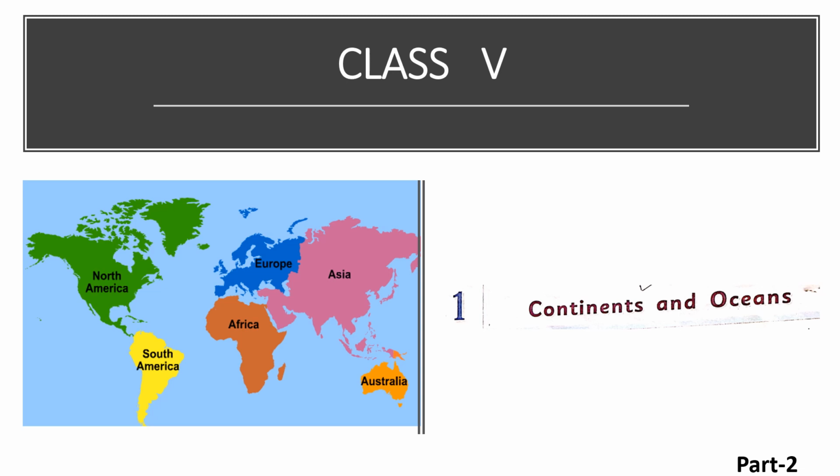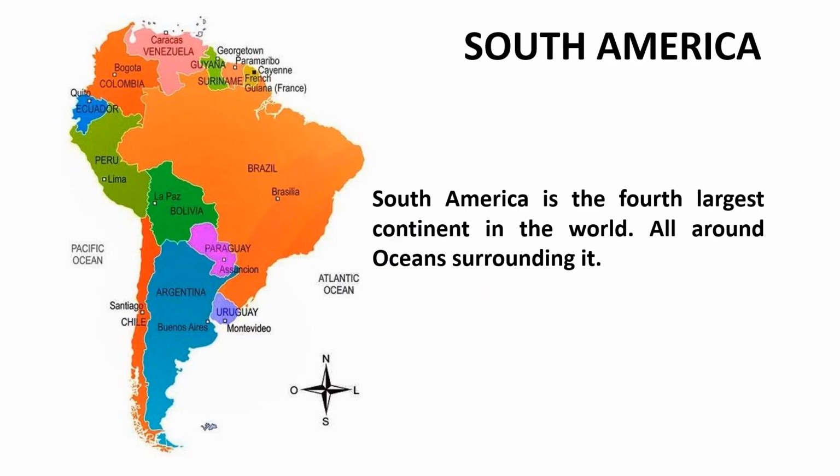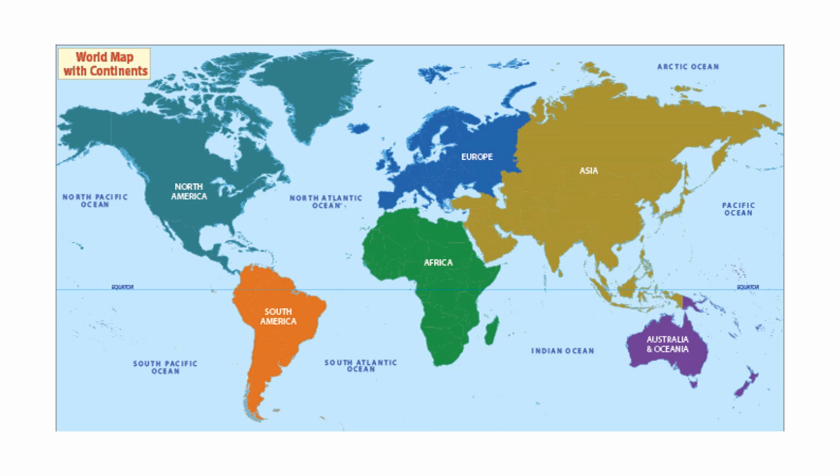So we start with the first continent, which is South America. South America is the fourth largest continent in the world and it is surrounded by oceans on all sides. See in the map, you can see that South America is surrounded by oceans from all sides, but it is connected with North America by a very small isthmus of Panama. So which are the oceans surrounding South America? Atlantic Ocean, Pacific Ocean, Antarctic Ocean. All these oceans are surrounding South America.